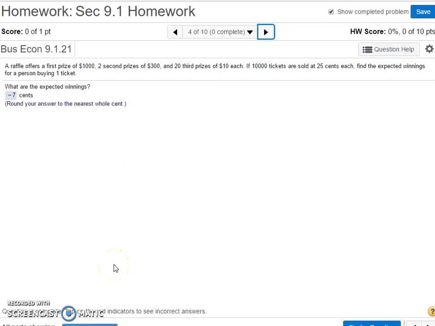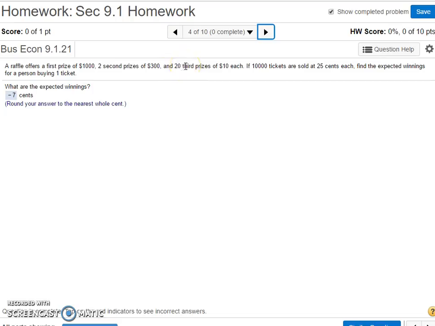The twist to a question like this is, so a raffle offers the first prize of $1,000, second prize of $300, 23rd prizes of $10 each. If 10,000 tickets are sold at 25 cents each, find the expected winnings for a person buying one ticket. So what's going to happen here is how many total prizes are there? There's 1 first place, 2 second places, and 23rd place prizes.